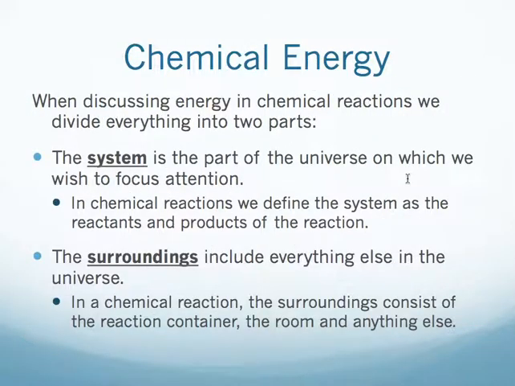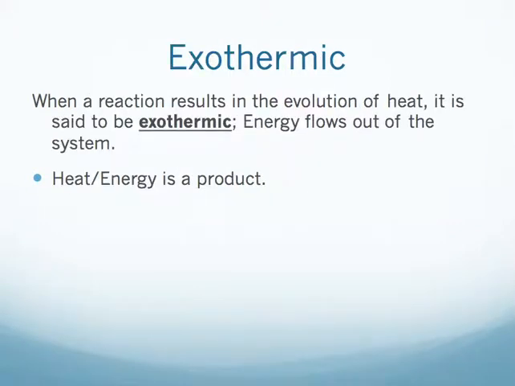If you went to Houston first, right? So back to this idea of chemical energy. When we talk about energy, we're talking about chemical reactions, and we can divide things into 2 parts. The system is typically the chemical reaction itself, the reactants and the products. The surroundings are everything else around the system. In a chemical reaction, the surroundings could be the container, the water in the container, the room, or anything else you can think of. But we're going to split them up into those 2 parts to talk about energy flow.